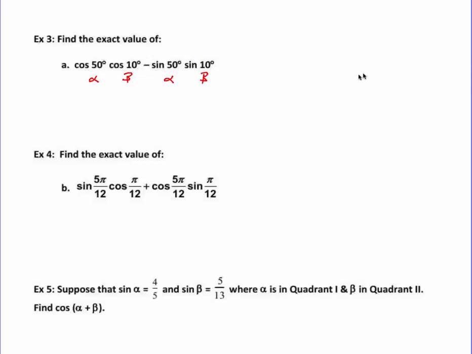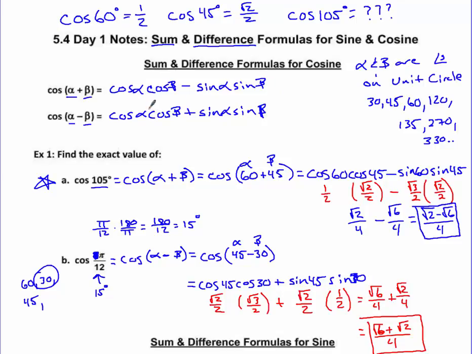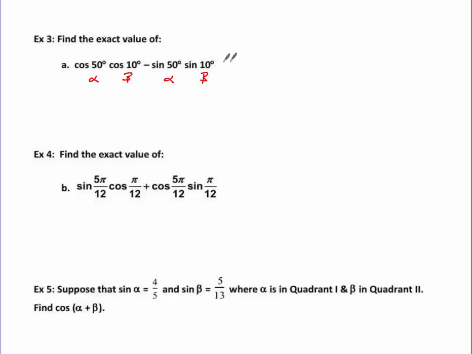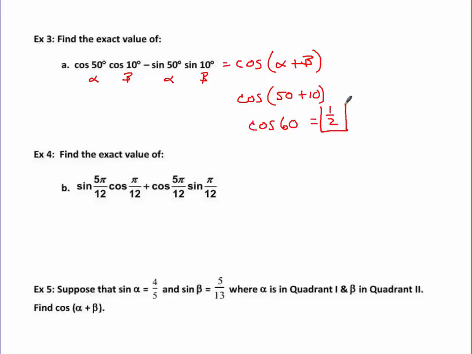And if you look back to your original formula, we can see right here we have cosine alpha cosine beta minus sine alpha sine beta. So that's cosine of alpha plus beta. So we look back over here, this is equal to the cosine of alpha plus beta. So it's the cosine of 50 plus 10. So it's cosine of 60, which you know is 1/2. So these are definitely easier, I think. They take less time. You just have to recognize them.